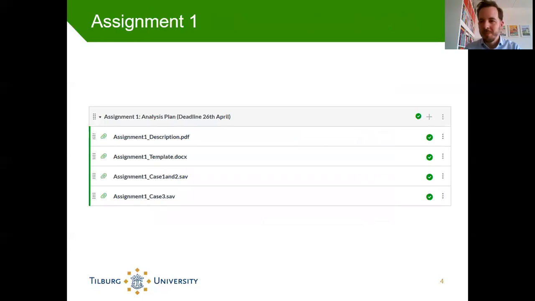A bit more info about assignment 1. I hope you started working on this. The deadline again is the end of the 3rd week, so 26th of April. On Canvas, there's all the information you need. And as you probably know by now, this will count for 15% of your grade. You're allowed to work on this together as long as you hand in your own individual report in which you phrase things in your own words.